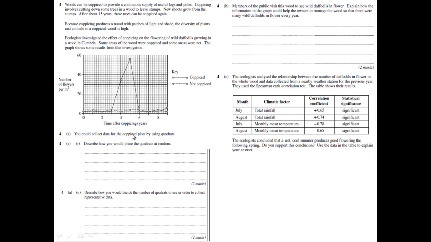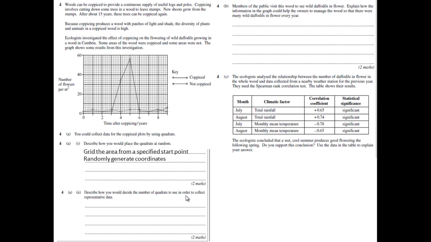You could collect data from coppiced plots by using quadrats. Describe how you would place the quadrats at random. This is a standard question to do with quadrats. What you would do is grid the area from a specified start point, and then randomly generate some coordinates off it by using a computer, a random number generator, pulling numbers out of a hat, anything of that nature. The next question asks, describe how you would decide the number of quadrats used in order to collect representative data.